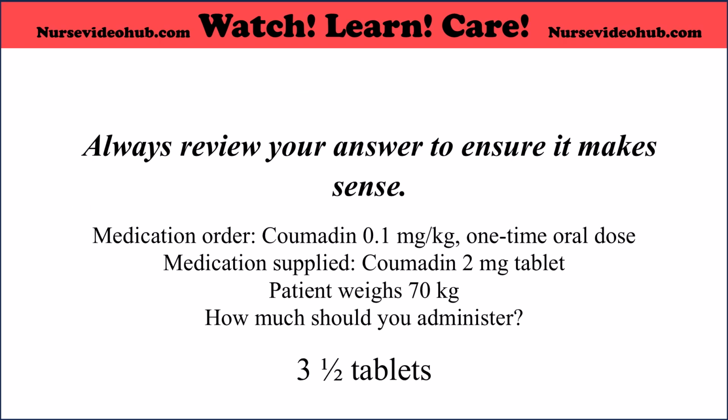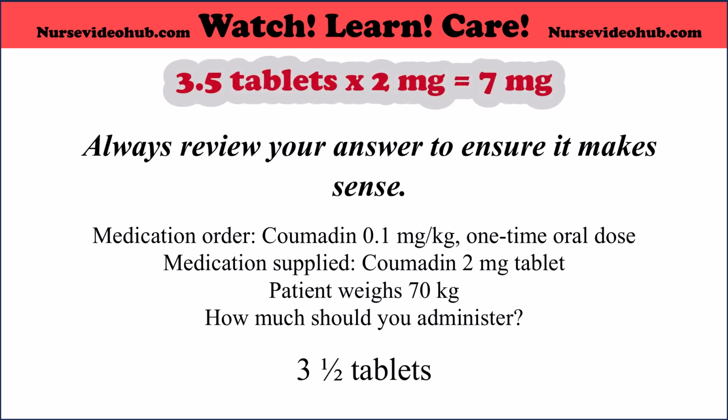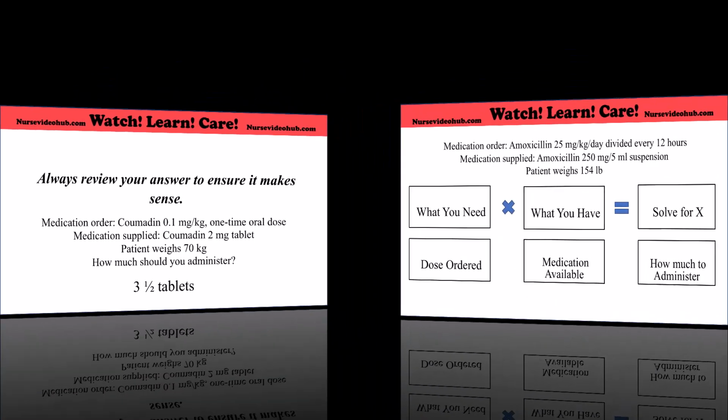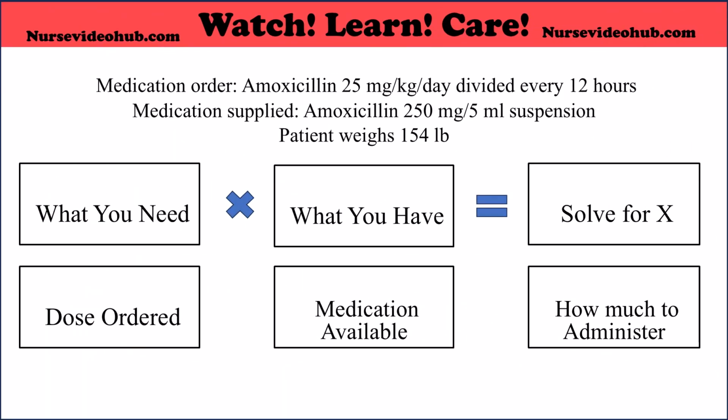The reverse method is to multiply the amount to be administered, 3.5 tablets, by the concentration available, 2 milligrams, which equals the prescribed dosage, 7 milligrams. Now, let's calculate a weight-based order that requires a conversion.